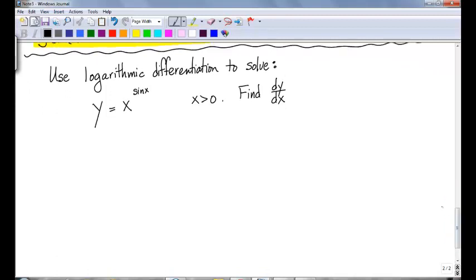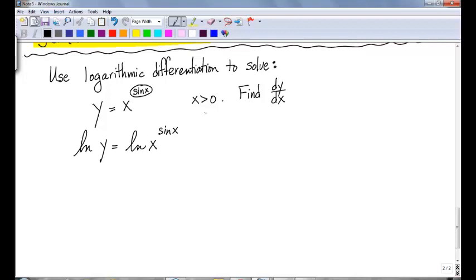Okay. To solve by logarithmic differentiation, first step, take the log of both sides, and we're going to do natural log. So the natural log of y equals the natural log of x to the sine x power. The reason you do this is because you have a variable up here as an exponent. Anytime you've got a variable as an exponent, you've got to use logarithms to solve.